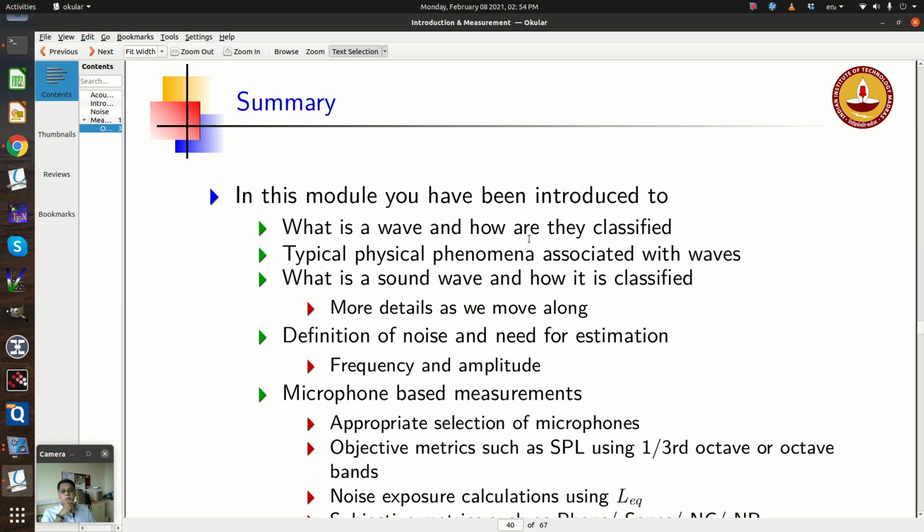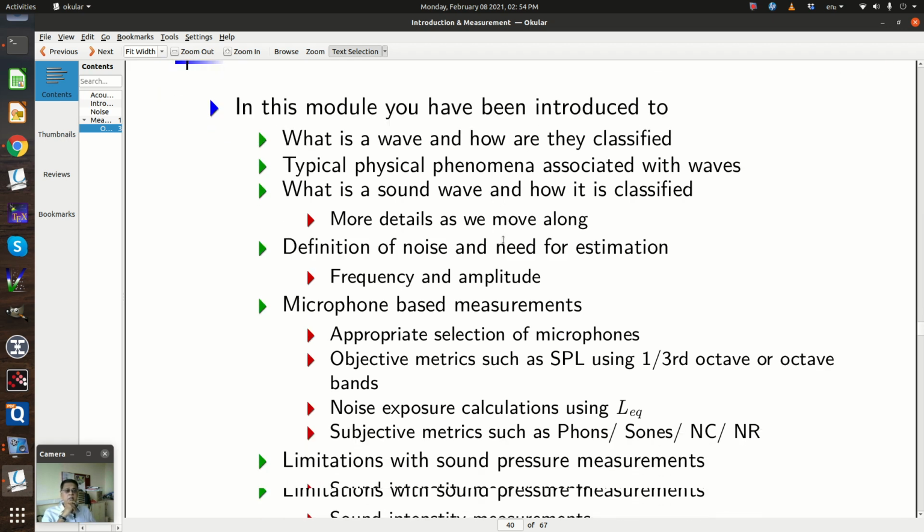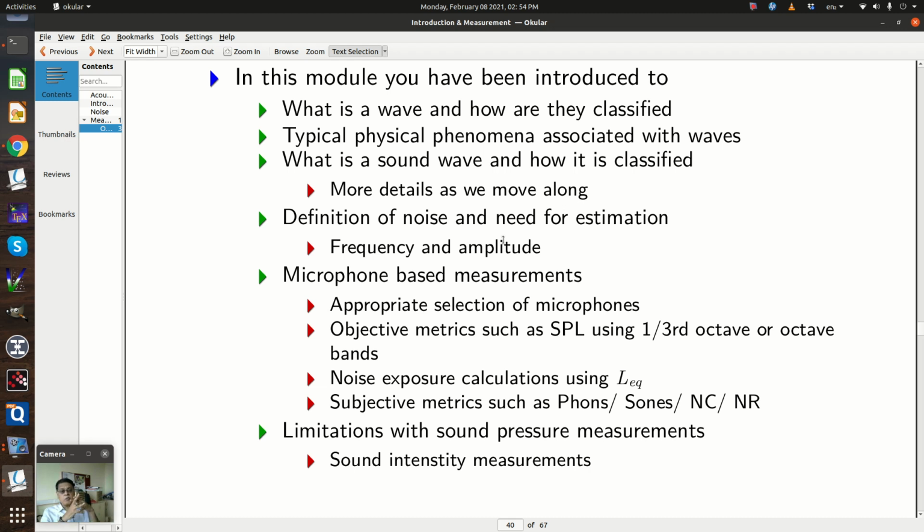And then we looked at microphone based measurements. How do you select microphones? Then what are objective metrics for sound pressure level, using community noise exposure calculations, and subjective metrics such as phons and sones, noise criteria, and NR, which are all related to subjective metrics. And we also briefly looked at the limitation of sound pressure measurements using the sound intensity measurement approach.